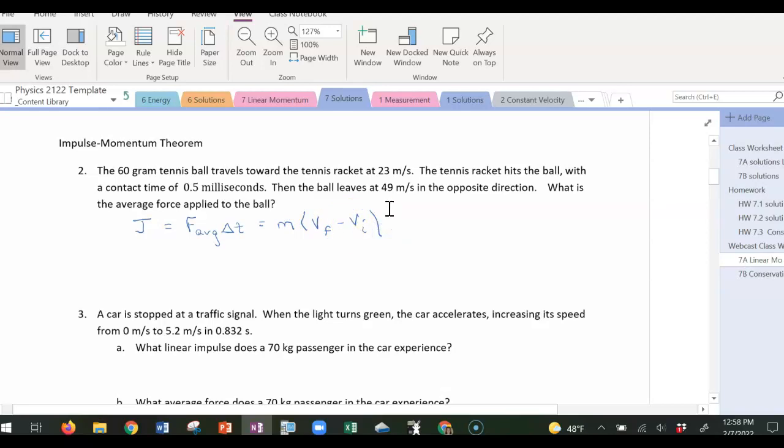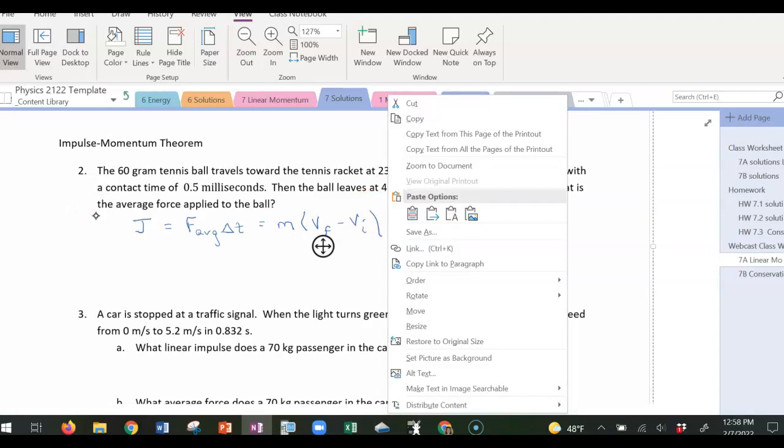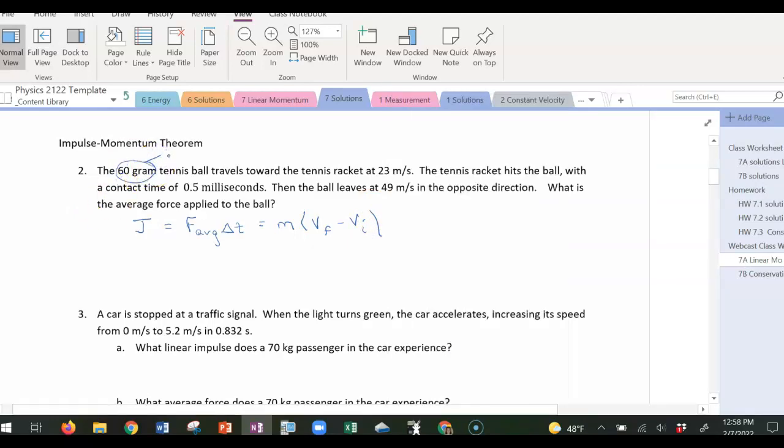Okay, so here we have a 60-gram tennis ball, so we need to convert this to kilograms, and that would be 0.06 kilograms. That tennis ball is traveling toward the tennis racket at 23 meters per second. After the racket hits the ball with a contact time of 0.5 milliseconds, the ball leaves traveling at 49 meters per second in the opposite direction.